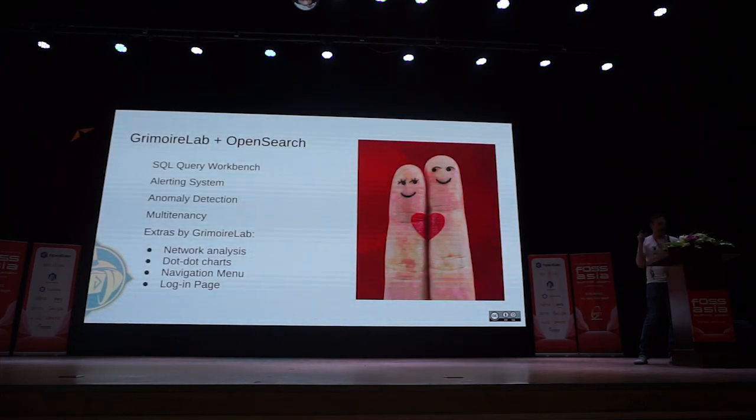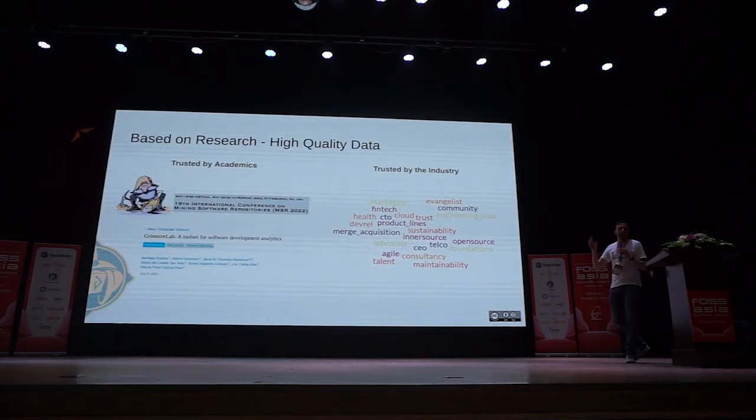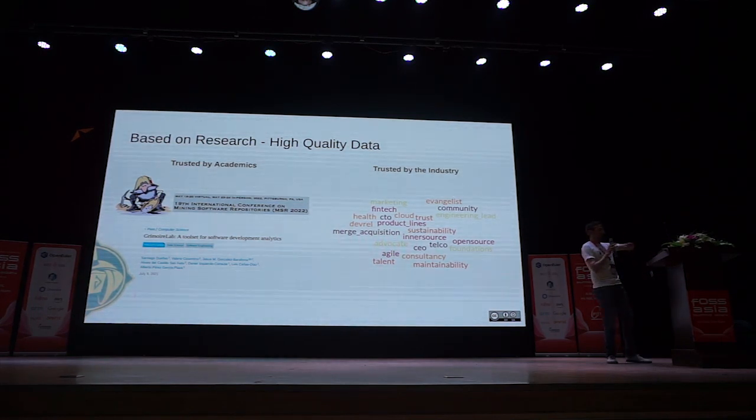GrimoireLab and OpenSearch, those are working together really closely. There is a logging system, anomaly detection, multi-tenancy, all of these provided by OpenSearch by default. Then extras by GrimoireLab: we are building a network analysis, dotted charts, navigation menu, login page. There are some things that we are doing together. By the way, OpenSearch is a few months old. So the tool, just to build some trust here.